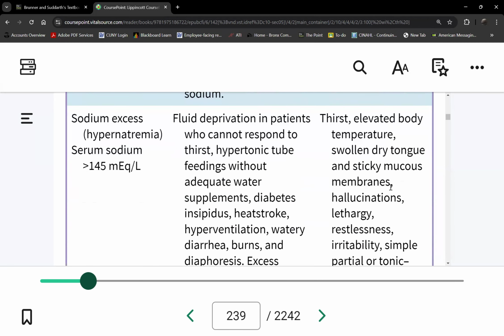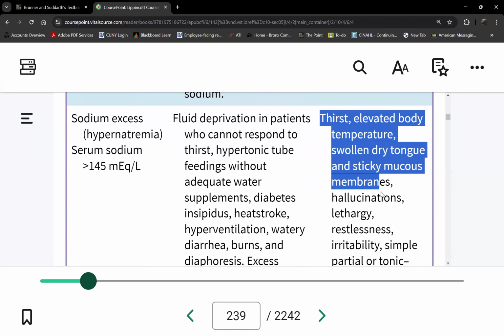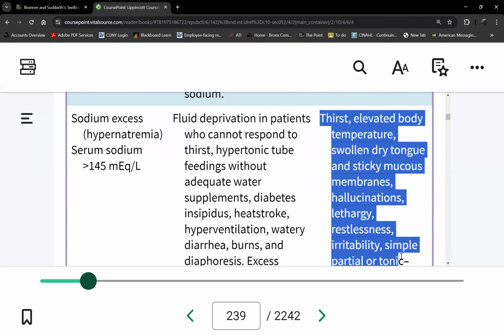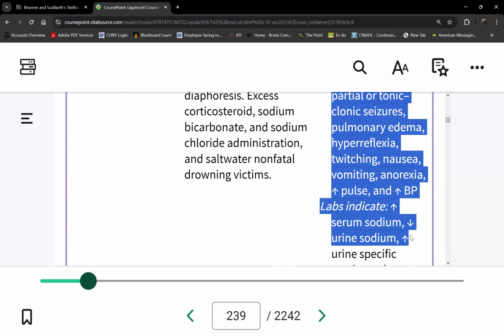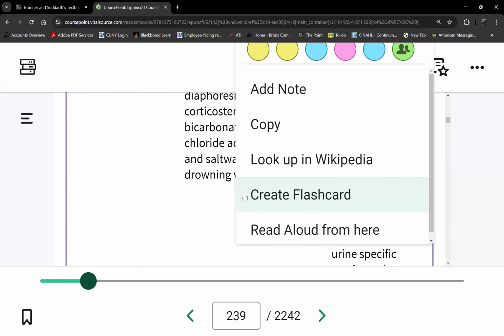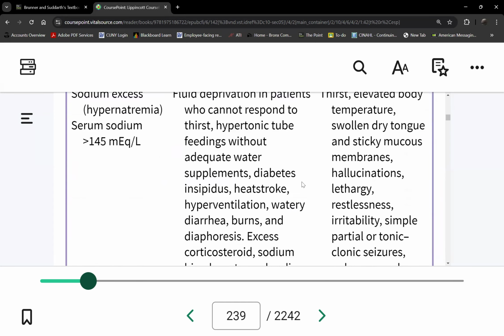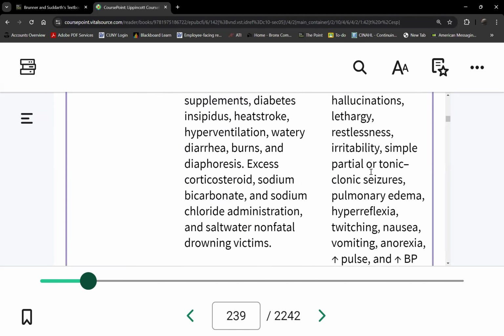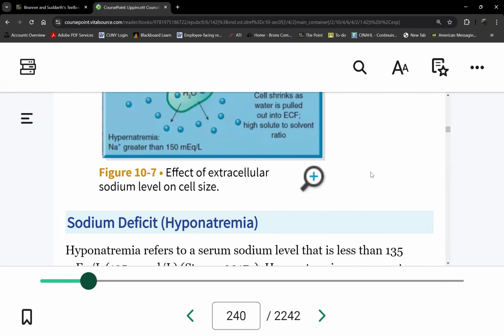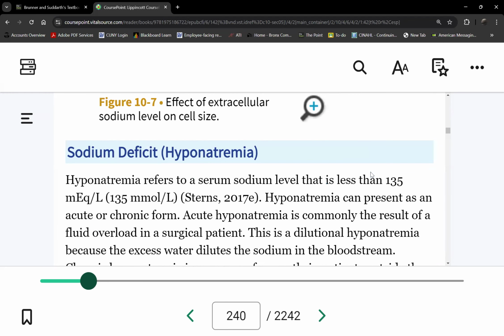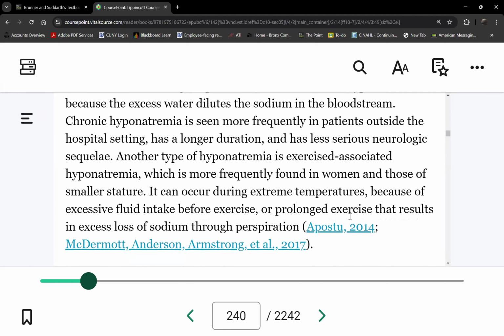Let's go to the excess. So what happens if your sodium levels are too high? Okay, so here are your manifestations. They resemble each other, but there are subtle differences. And then that's it. Again, I won't do interventions because they vary depending on the underlying cause.